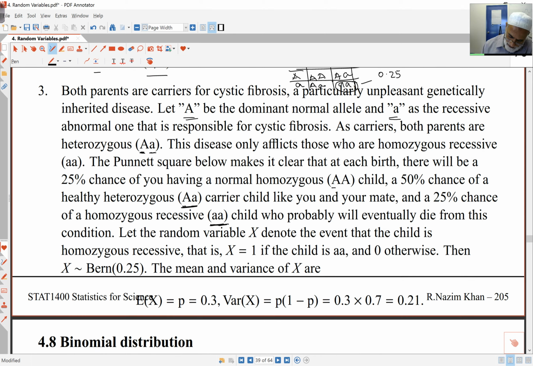And so if I let random variable x denote the event the child is homozygous recessive, then x equals 1 if the child is aa and 0 otherwise. So here x is Bernoulli 0.25 and the mean is 0.25 and the variance is 0.1875. That means that about 25% of children from parents, both of whom are carriers, will have this disease. And this is something to watch out for in that case. Quite a large proportion.